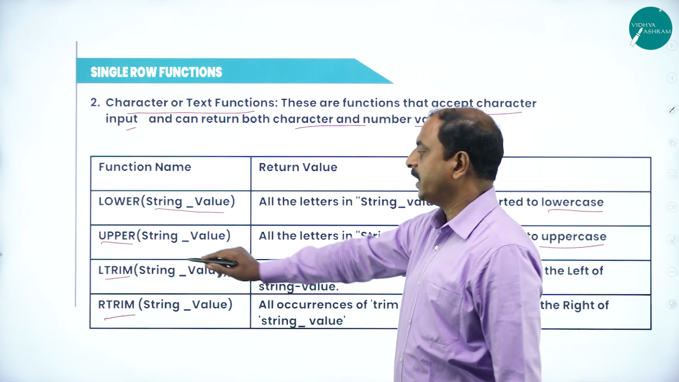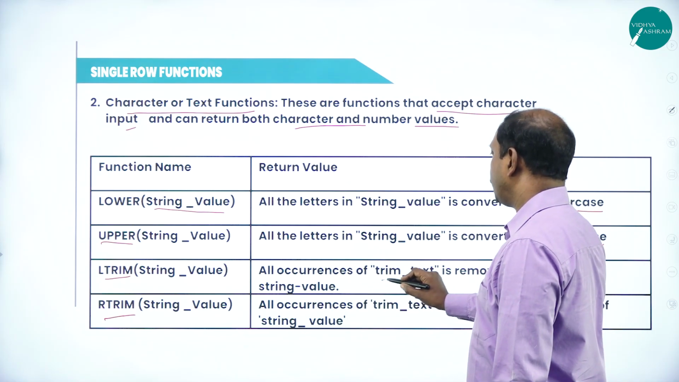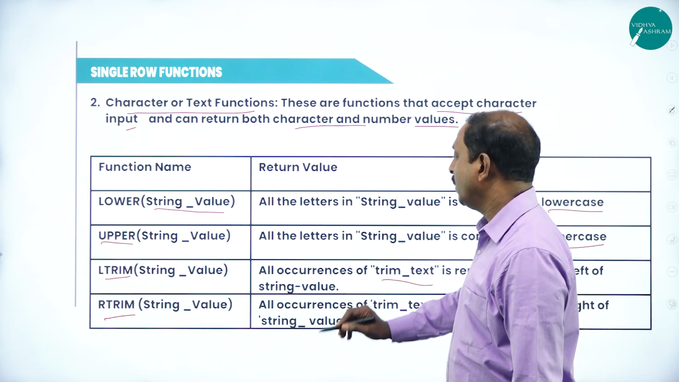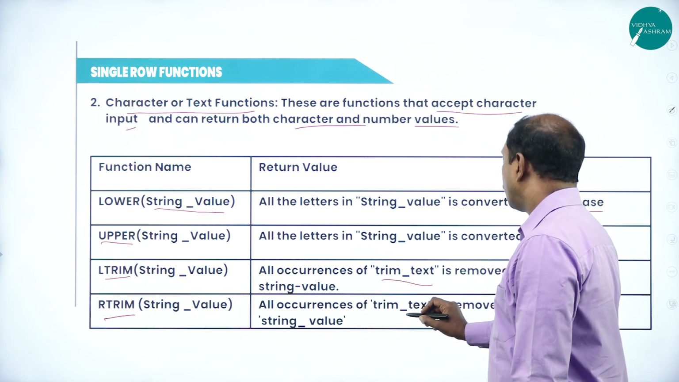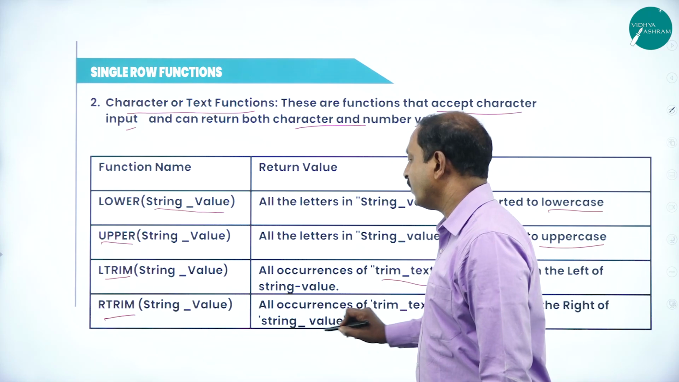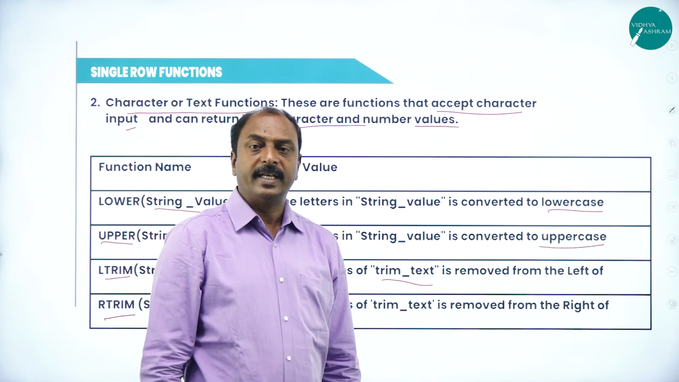Next one is LTRIM and RTRIM. So what is LTRIM? L stands for left. All occurrences of trim text are removed from the left of the string value, and RTRIM stands for right. All occurrences of trim text are removed from the right of the string value. These are different character functions of SQL.